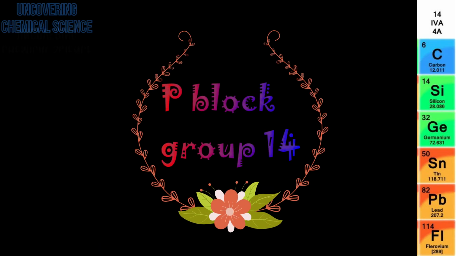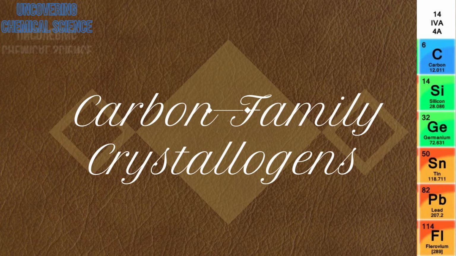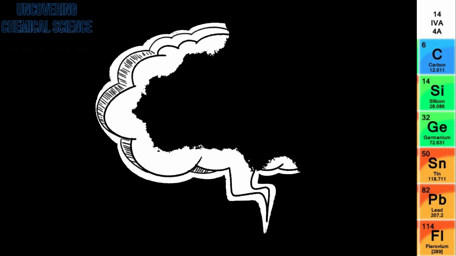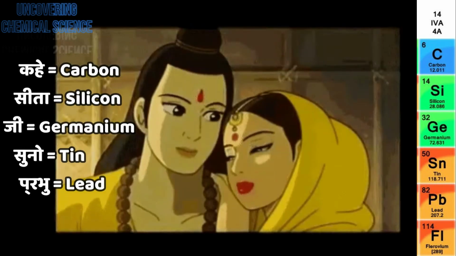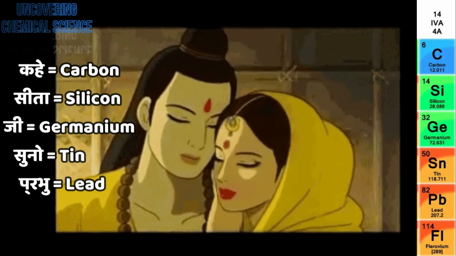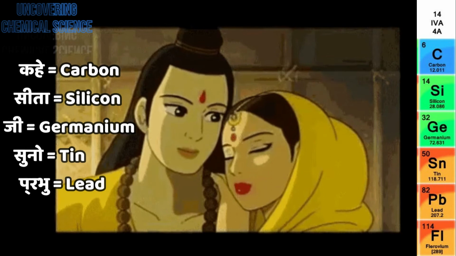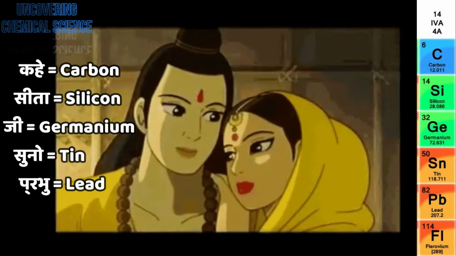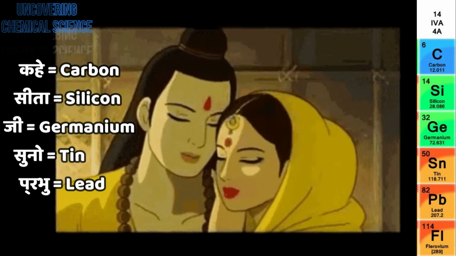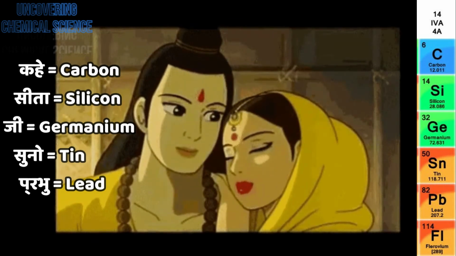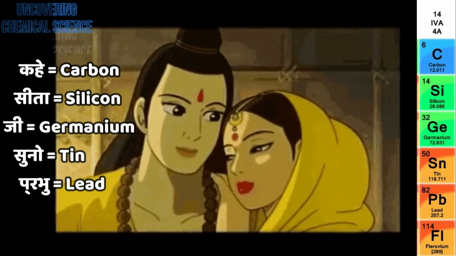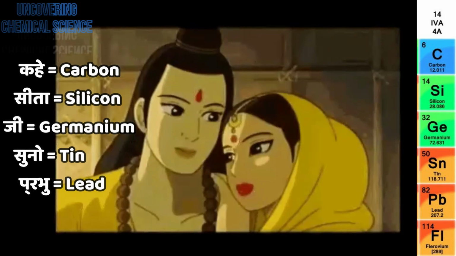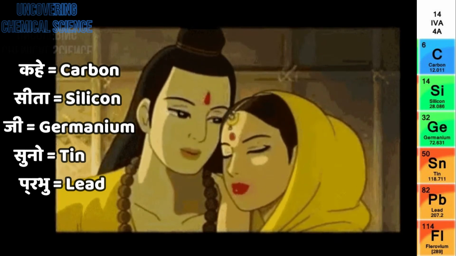Now, let us proceed to group 14. It is also known as crystallogens. And the mnemonic to learn crystallogens is Kahe Sita Ji Suno Prabhu, where Kahe is used for carbon, which is represented by capital C. Sita is used for silicon, which is represented by Si. Ji is used for germanium, which is denoted by Ge. Suno stands for tin, which is denoted by Sn, and Prabhu stands for lead, which is denoted by Pb. So here the crystallogens are done.